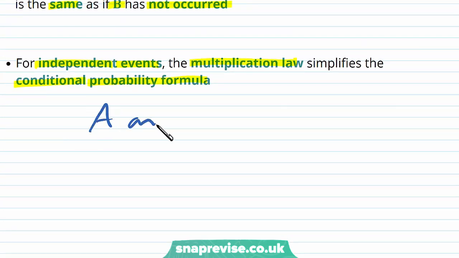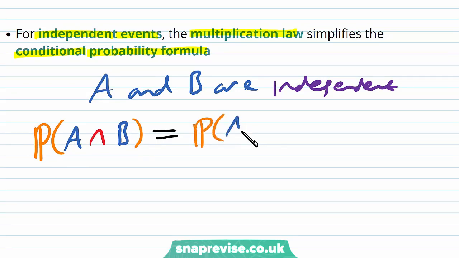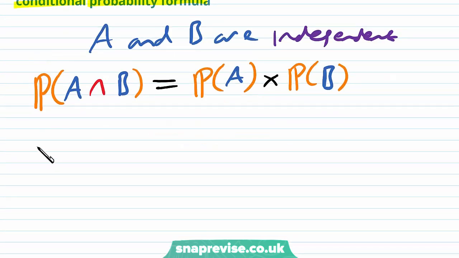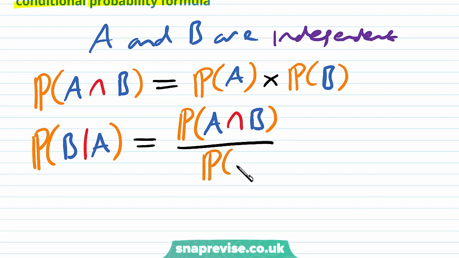Events A and B are independent, and by definition that means that the probability of A intersection B is equal to the product of the probability of A multiplied by the probability of B. And therefore, if we consider the probability of specifically the event B given that A has occurred, this, by the formula we had before, is equal to the probability of B intersection A, or by rearranging, A intersection B, just by symmetry, divided by the probability of A.